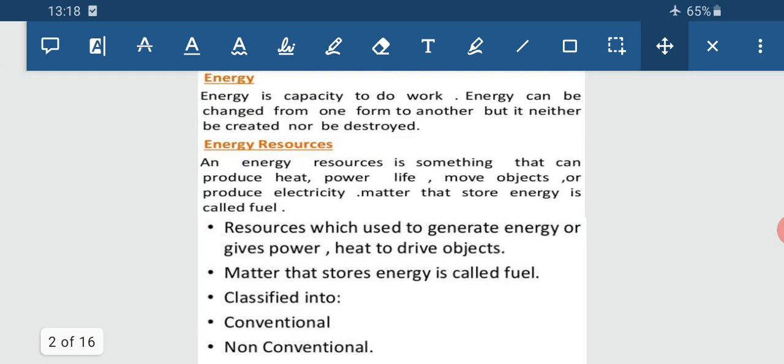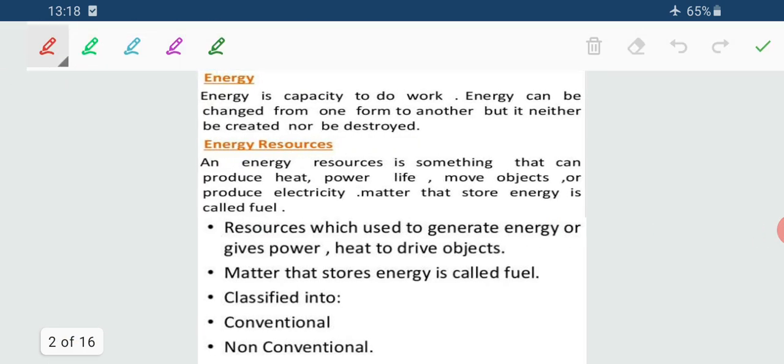Now let us proceed with the first part of it, that is, what is energy actually? Energy is basically the capacity to do work. When we are not having better sleep or good food, our capacity of performing various day-to-day activities just lowers down. So the sources of energy basically give us power to do the work. Energy is capacity to do work, and energy can be changed from one form to another, but it can neither be created nor be destroyed.